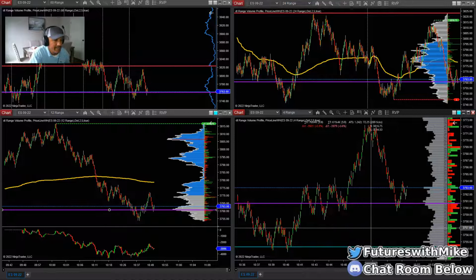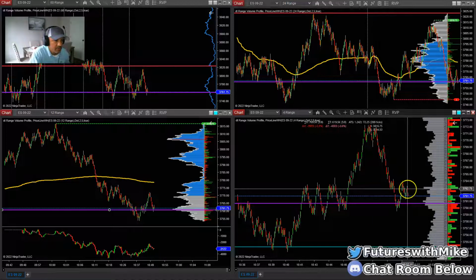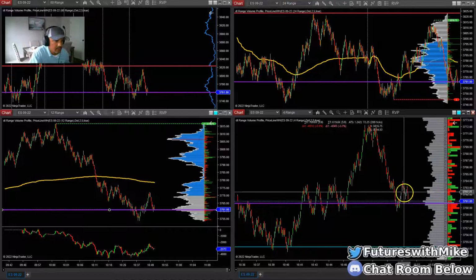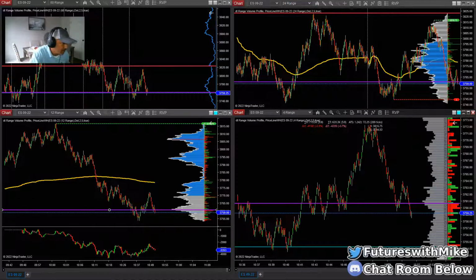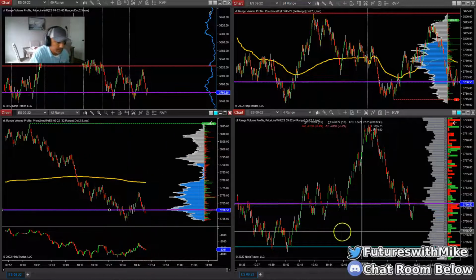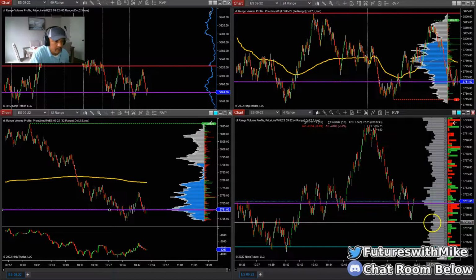I'm not sure. We'll see. This was a short right here, though. Looks like, yeah, a little short scalp. All right, let's see. Okay, be careful. You got support sitting down here at the bottom. Yeah, it's making a little structure to the downside now. A little lower lows, lower highs, so be careful.